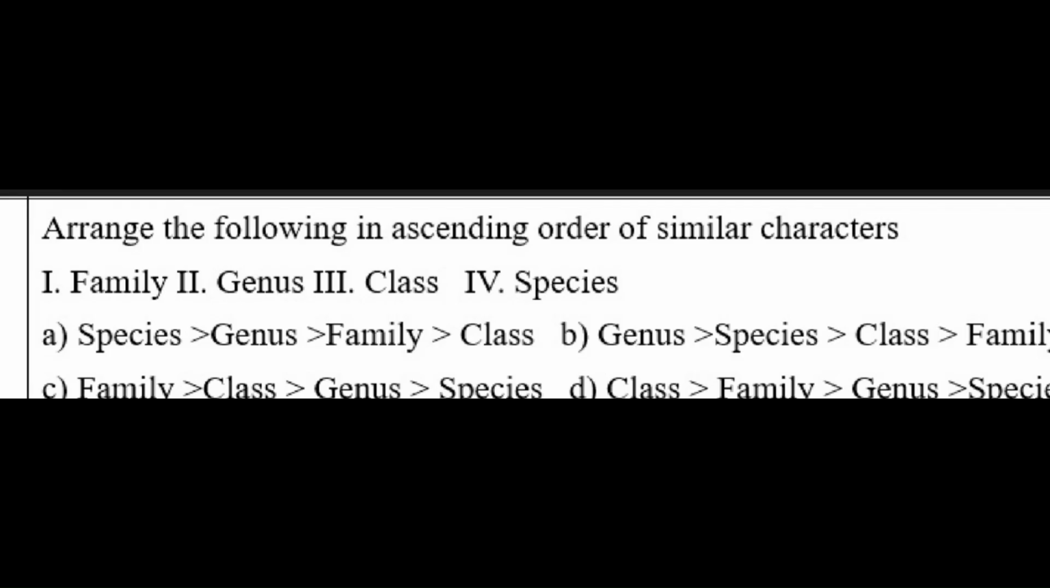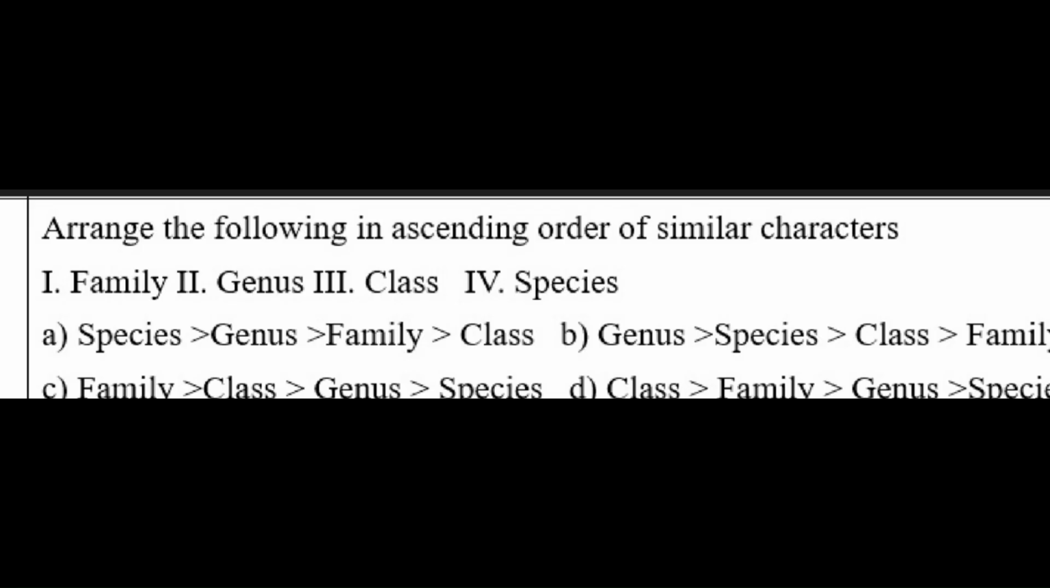Question number 1. Arrange the following in ascending order of similar characters. Family, genus, class, species. Option A says species, then genus, family, then class. Option B, genus, species, class, family. Option C says family, class, genus, species. Option D says class, family, genus, species.